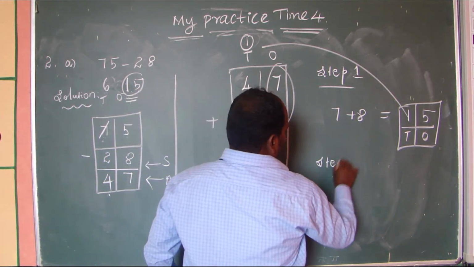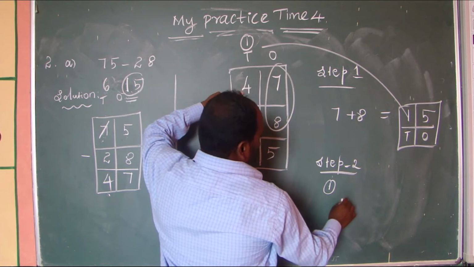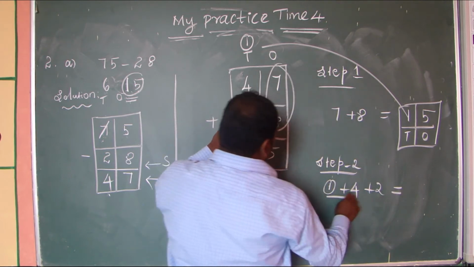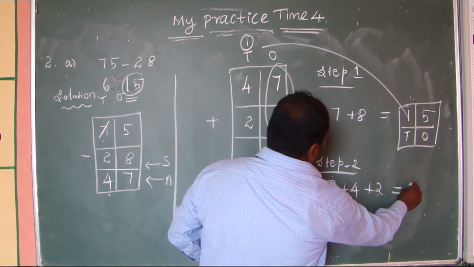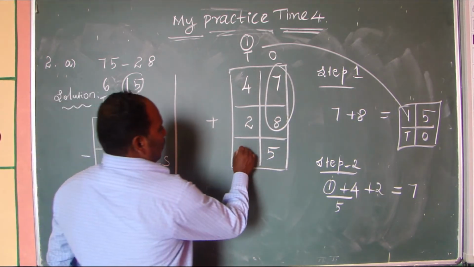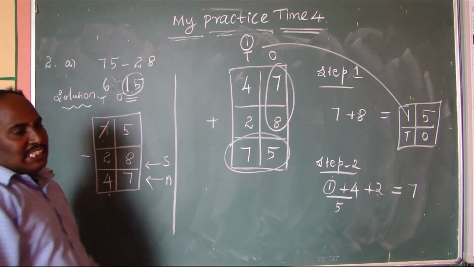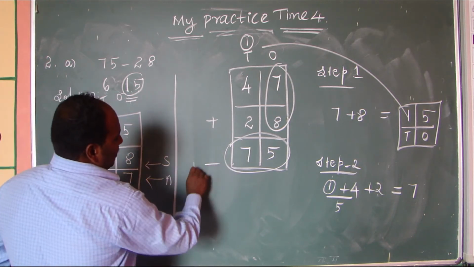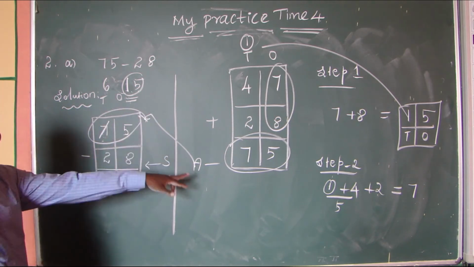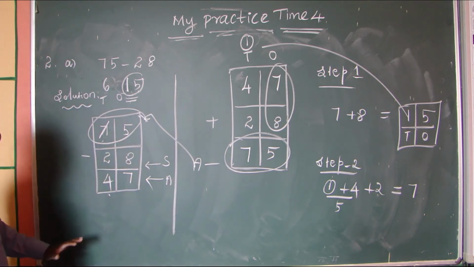Step 2. The carried 1 plus 4 plus 2. 1 plus 4 is equal to 5. 5 plus 2 is equal to 7. The number 7 is written in the tens place. So our answer is 75. The first part is also 75. Both are equal, hence verified.